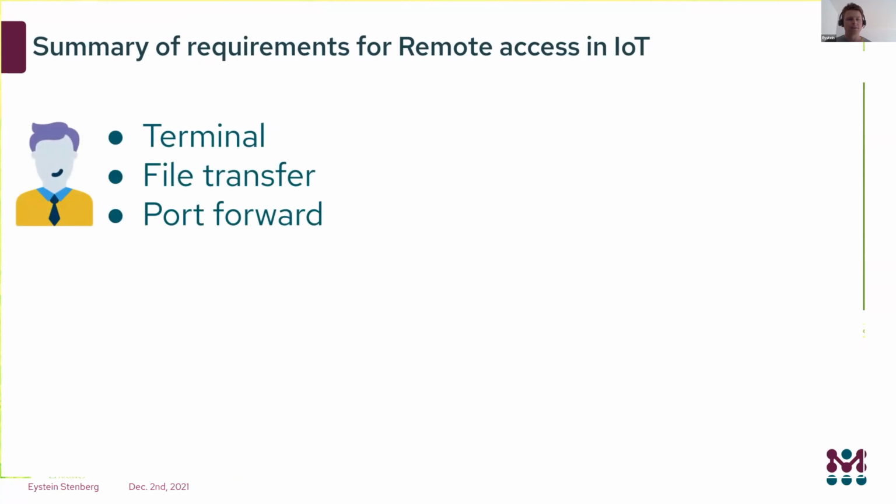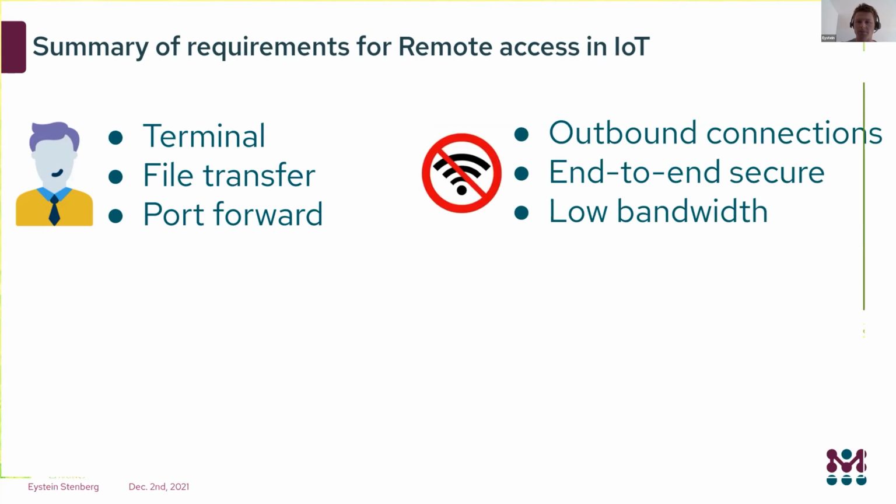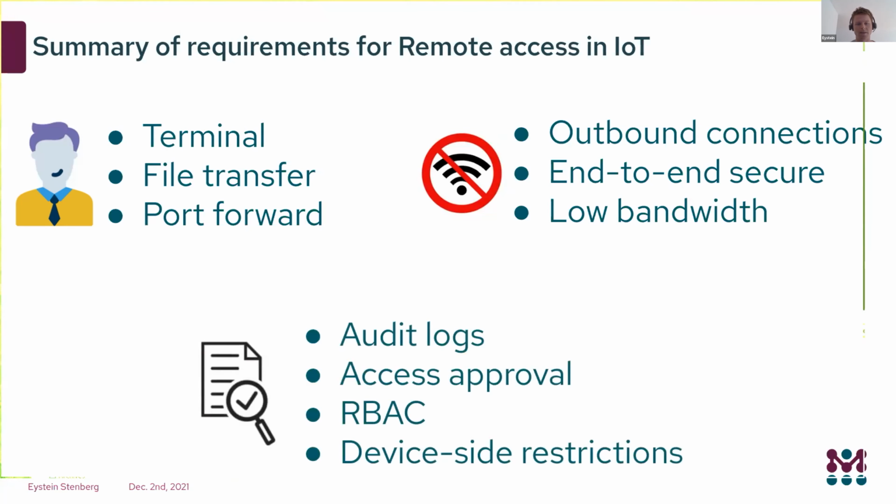So if we summarize it, 3 main features: terminal, file transfer, port forward. We have to take into account that we can only do outbound connections. Needs to be end-to-end secure, low bandwidth. And then for security and privacy of the end user or customer, we need to have audit logs, approval of access, role-based access control, and device side restriction, especially in terms of what the user at the device is allowed to do.